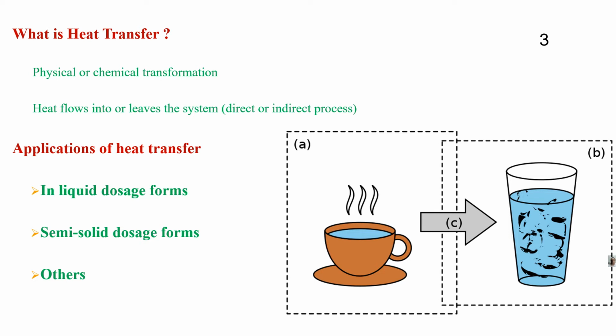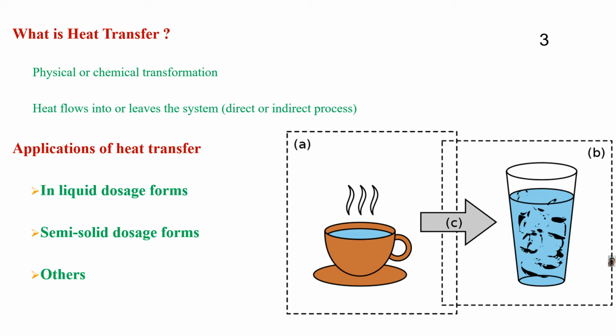So heat actually flows in or leaves this particular system. It can be done directly or indirectly, both ways, and ultimately this heat transfer process may result in physical or chemical transformation. Transformation means changes that will take place once the transfer of heat is actually taking place. Now, where do we apply this process of heat transfer? So let's understand that aspect.